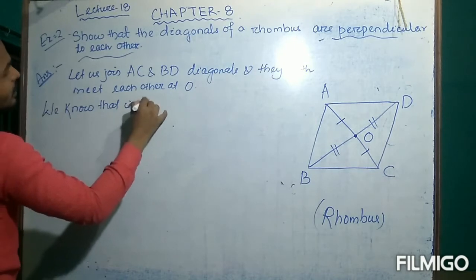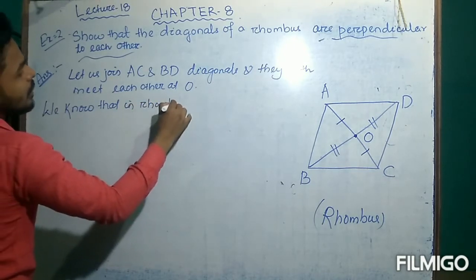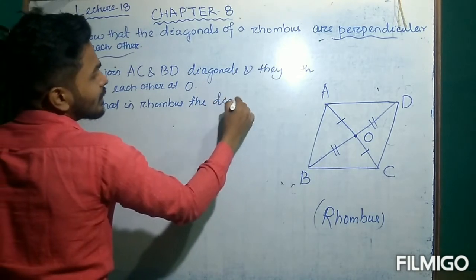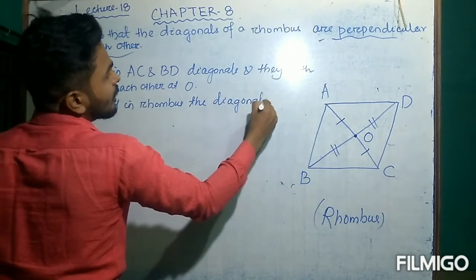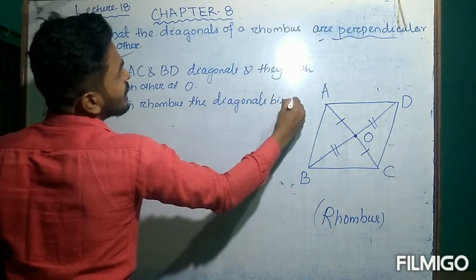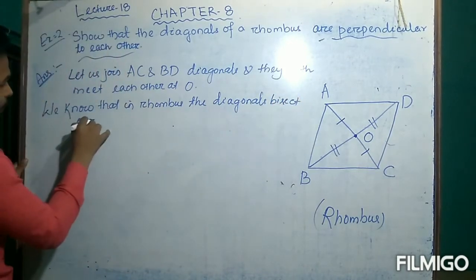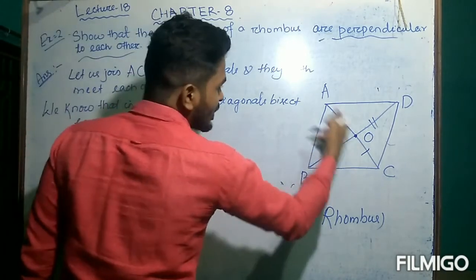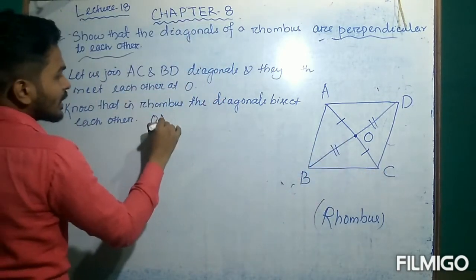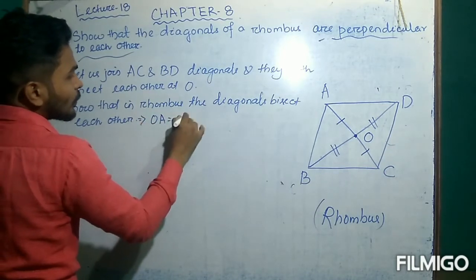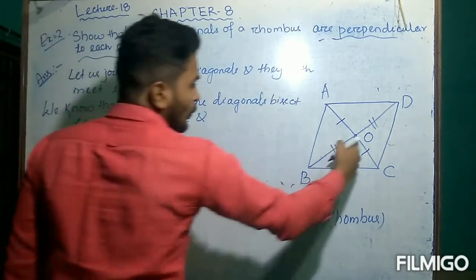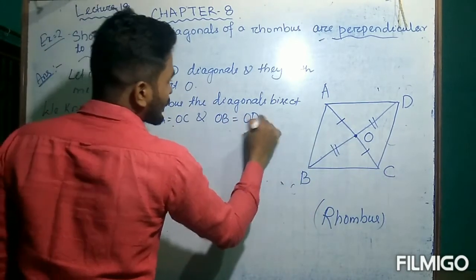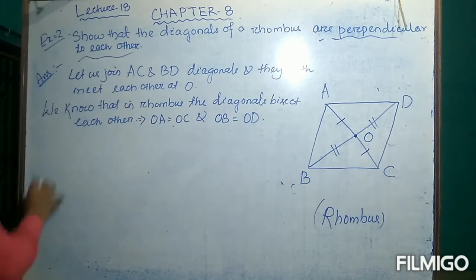So you can write, we know that in a rhombus the diagonals bisect each other. It means OA is equal to OC and OB is equal to OD. We know it.